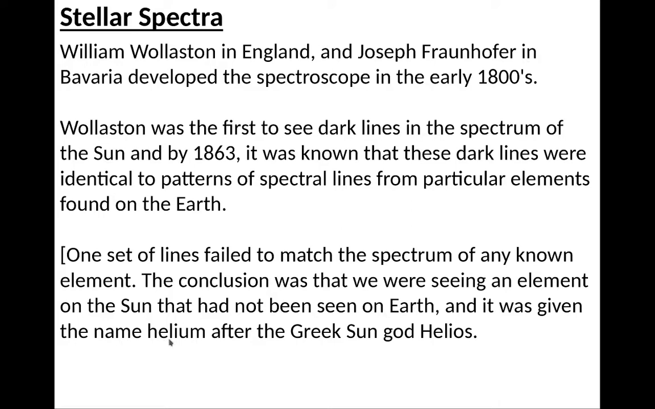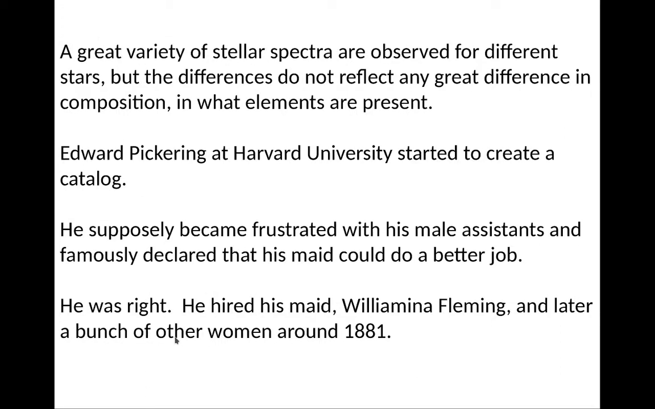That's why helium got named for Helios. Later on, they discovered that helium was present in natural gas wells all over the place. So basically, this was the first element that was seen outside of Earth before it was identified on Earth. Okay, so a great variety of stellar spectra were observed for different stars, but the differences do not reflect any great difference in composition, because basically they have all the same elements.